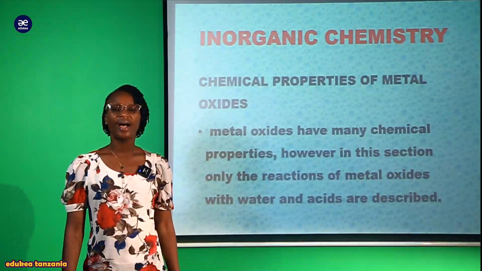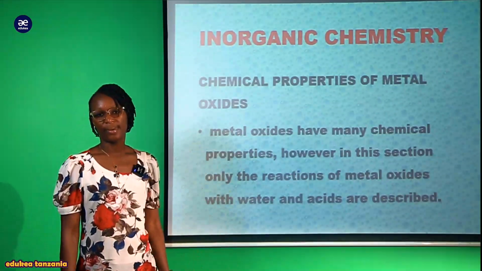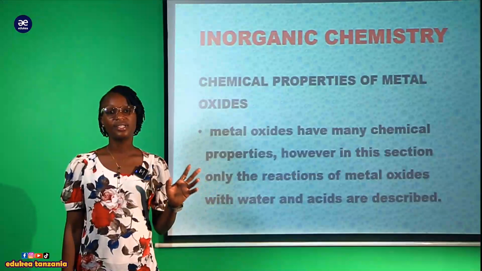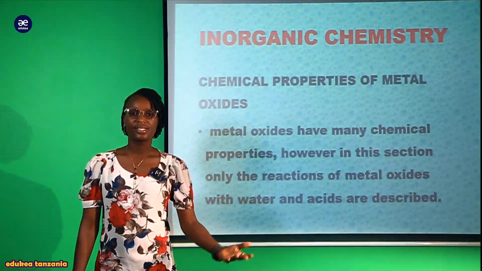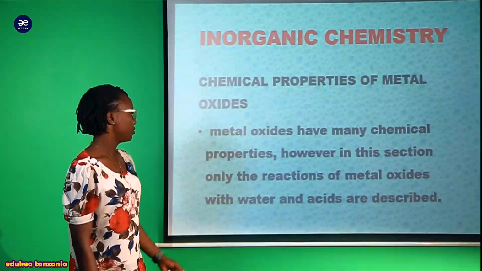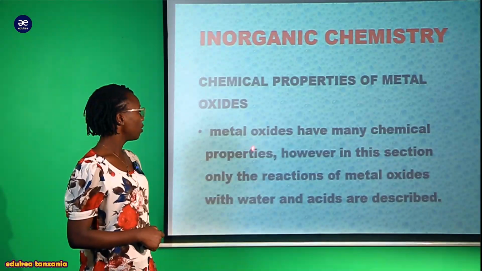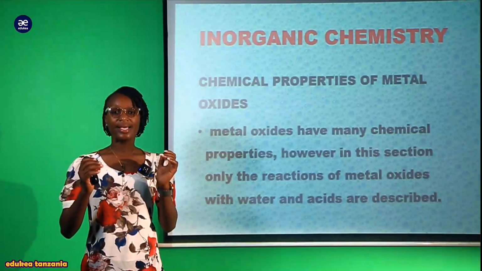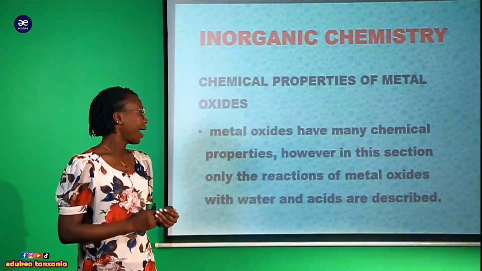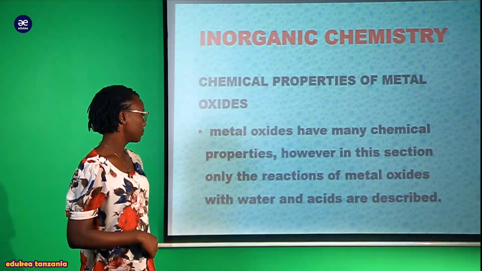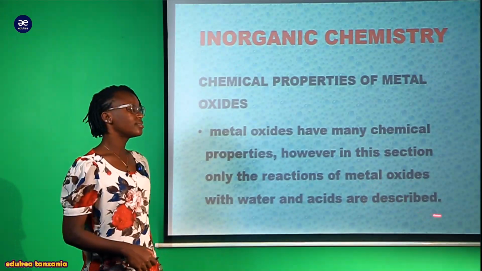Lakini sasa tunaenda kufanya coverage ya another category which is all about the chemical properties. So here we are going to look on the different reactions, how do these metal oxide react to each other. That is all about the chemical properties of the metal oxide. So anasema kwamba metal oxide have many chemical properties. Sasa tunapokuja kuangalia hizi metal oxide, anasema kwamba zina many chemical properties. Anasema however in this section only the reaction of metal oxide with water and acid are described.